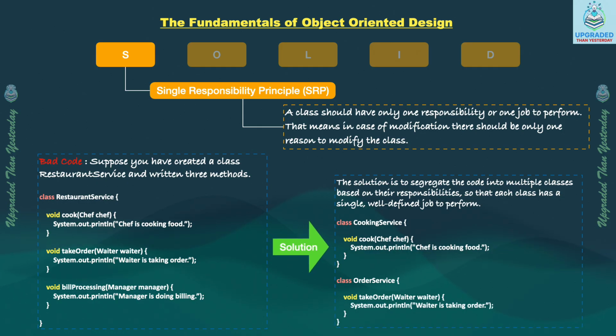Please observe the code written on the right side. Since cooking, taking order, and billing are different responsibilities, this RestaurantService class can be segregated into three different classes like CookingService, OrderService, and PaymentService. CookingService and OrderService are shown here, but since there is no space left to write the PaymentService, it is not shown here. But I hope you got the idea, right? This is how we can design any class by following the Single Responsibility Principle.